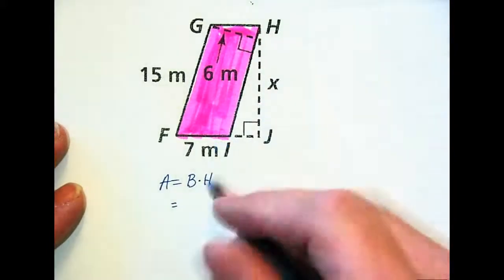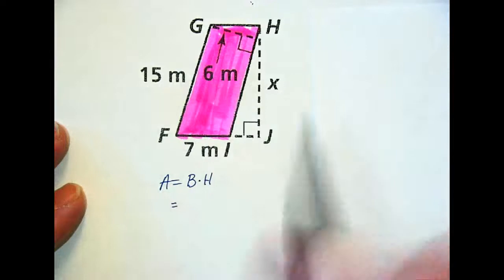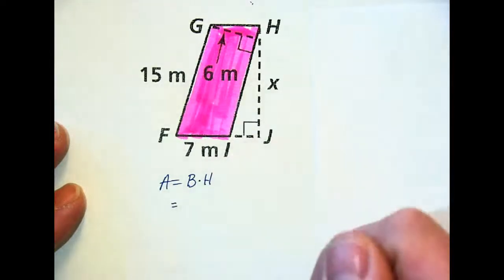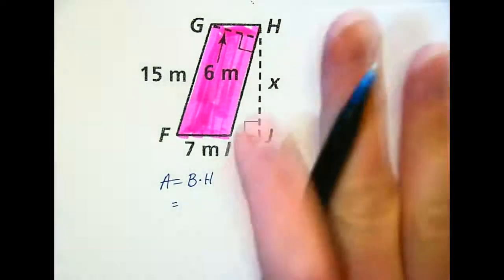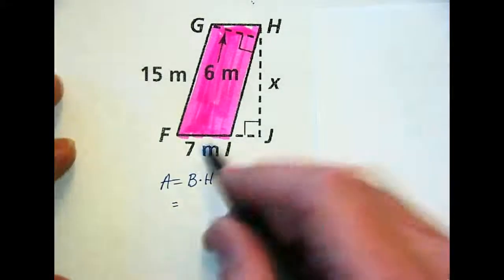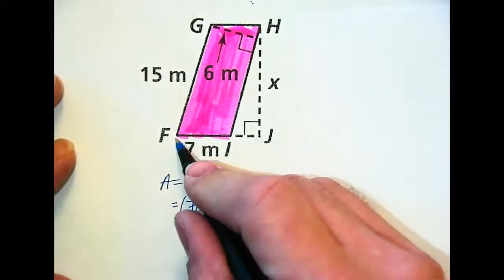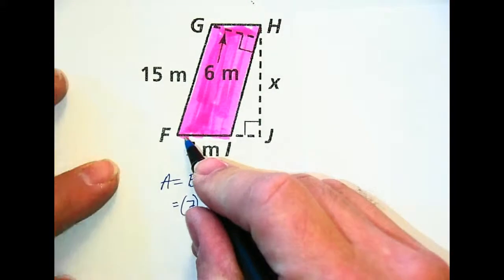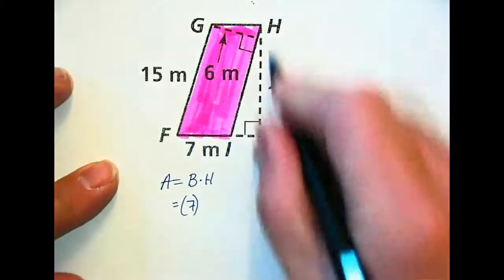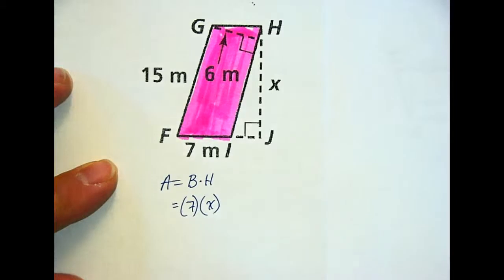Holy moly. Okay, bases. In this picture? 15. Nope. The way we have it sitting right now, I'm going to say the base is the thing it's sitting on. 7. In relation to the 7, what line intersects it at a right angle? X. So area equals 7 times x.